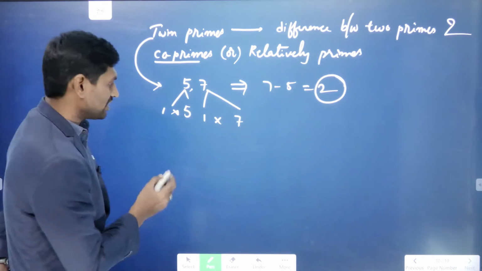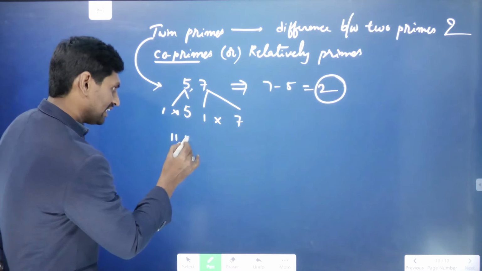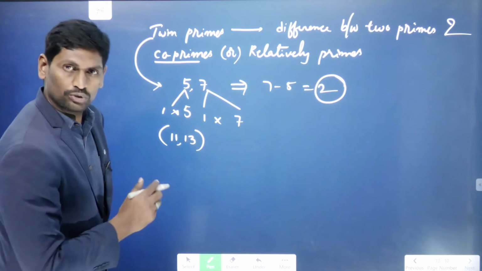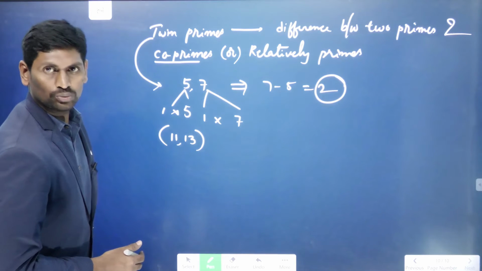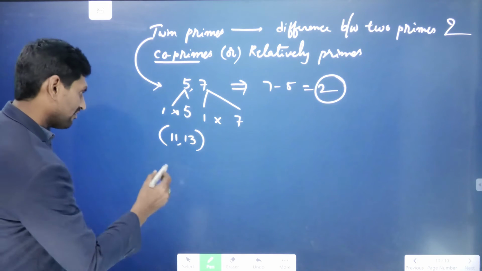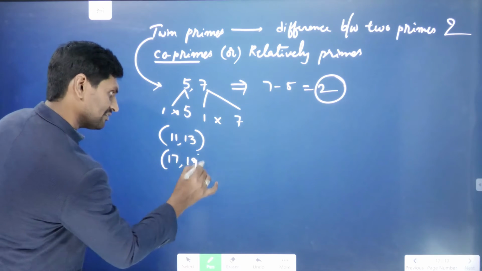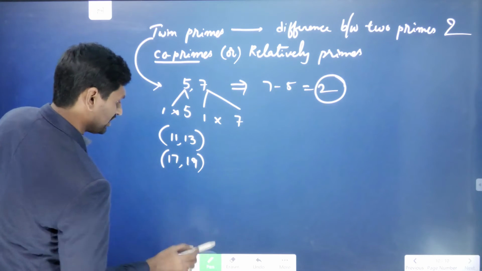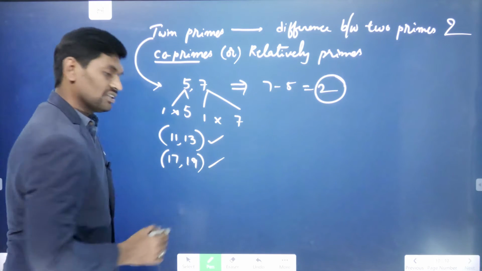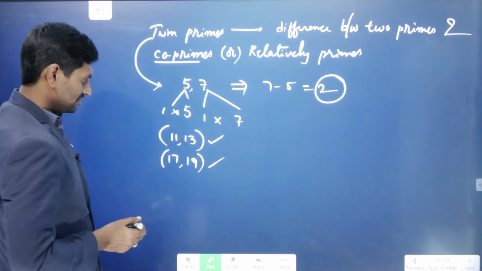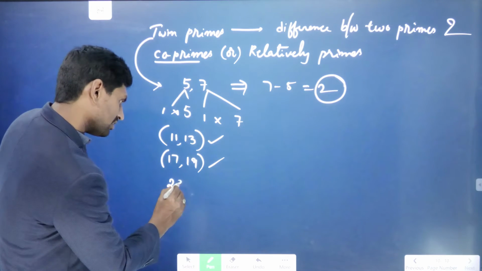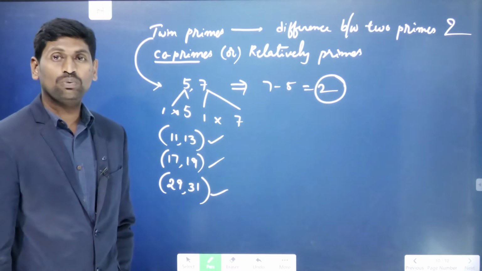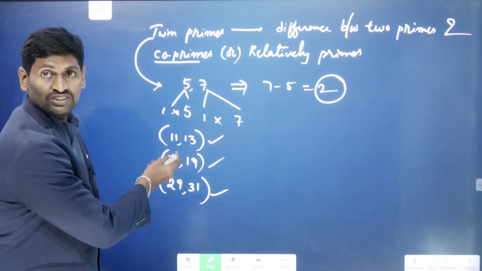Let us check some more examples, children. Like 11, 13. This pair of primes are twin primes because the difference is 2. Same way, 17, 19. You find some more. 29, 31. These two are also prime numbers, twin primes, because the difference between them is 2.